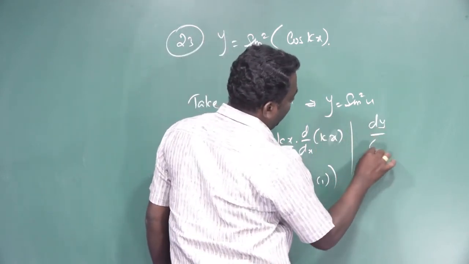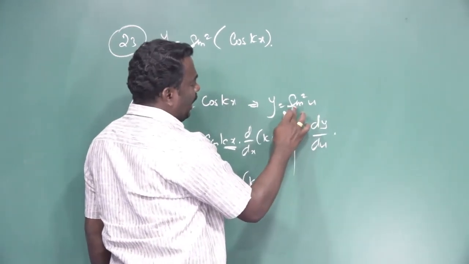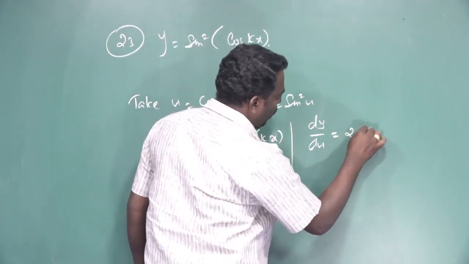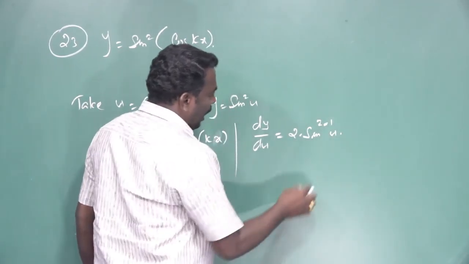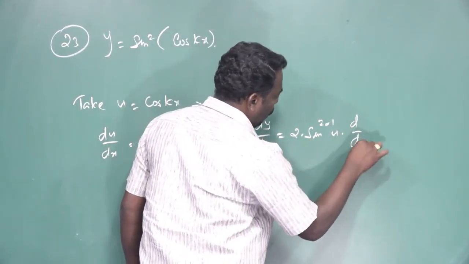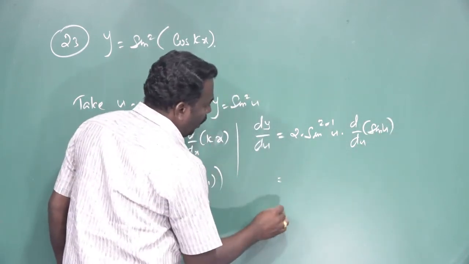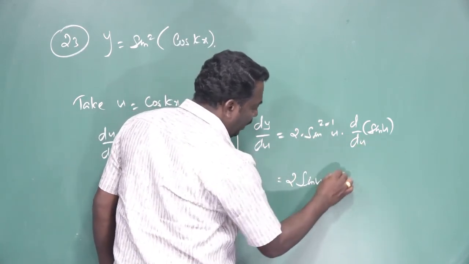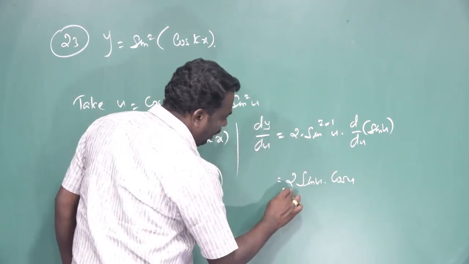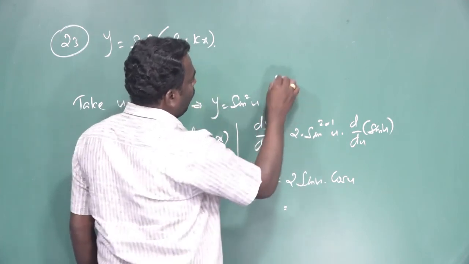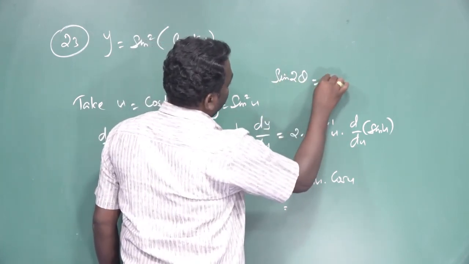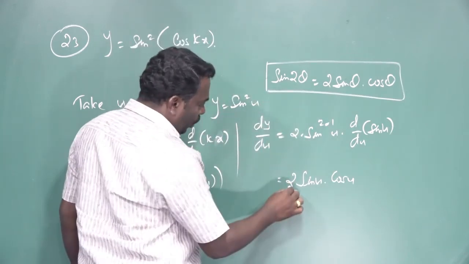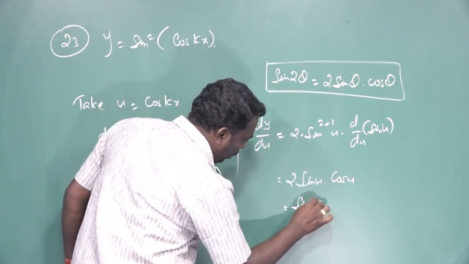Differentiation of dy by du, the y function with respect to u. Now sin square u is in the x power n form, where n equals 2. That is equal to 2 into sin power 2 minus 1 of u. Again we want to differentiate sin u, d by du of sin u. That is equal to 2 into sin u, since 2 minus 1 is 1, and the differentiation of sin u becomes cos u. That is 2 times sin u cos u, equal to sin 2u, by applying which formula? Sin 2 theta equals 2 sin theta into cos theta. Applying the sin 2 theta formula, 2 times sin u into cos u equals sin 2u.